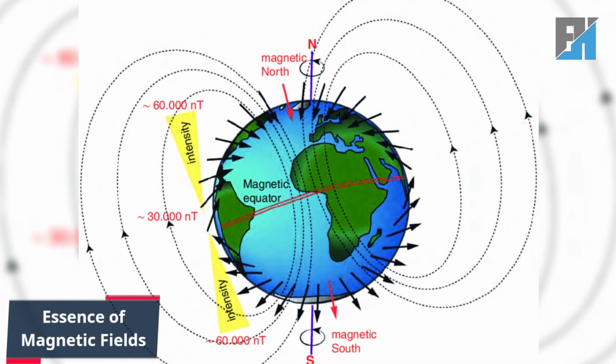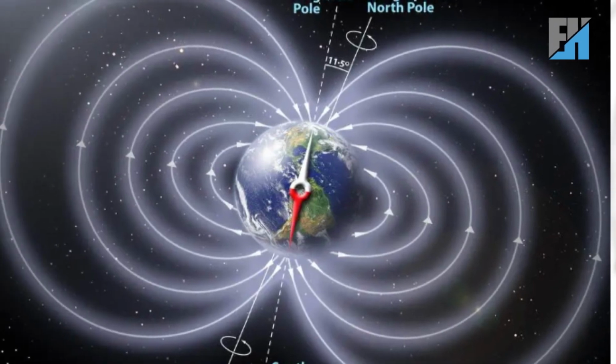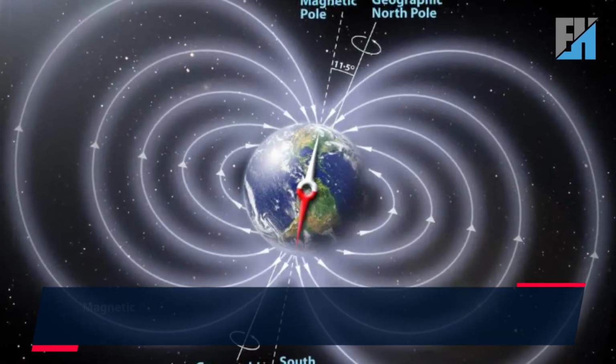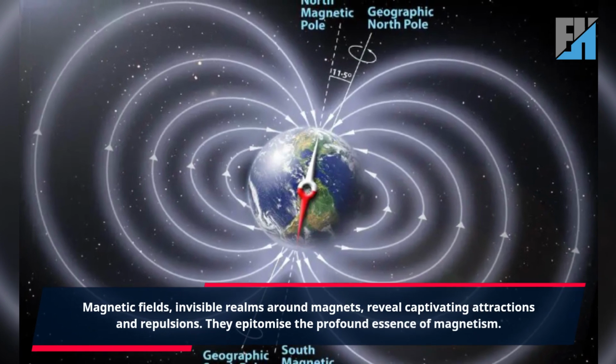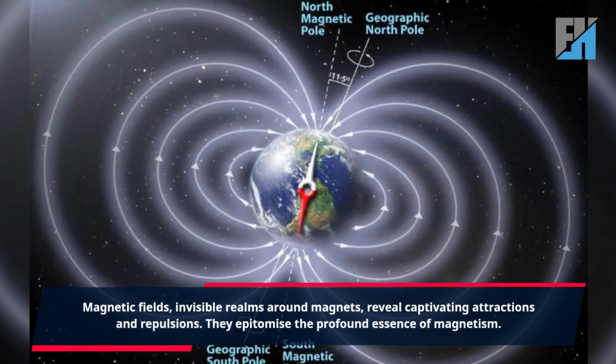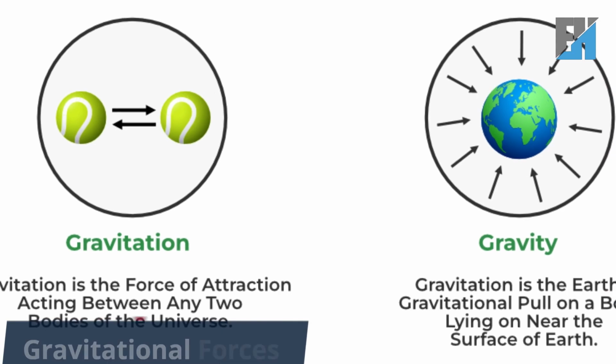4. Essence of magnetic fields. Magnetic fields, invisible realms around magnets, reveal captivating attractions and repulsions. They epitomize the profound essence of magnetism.